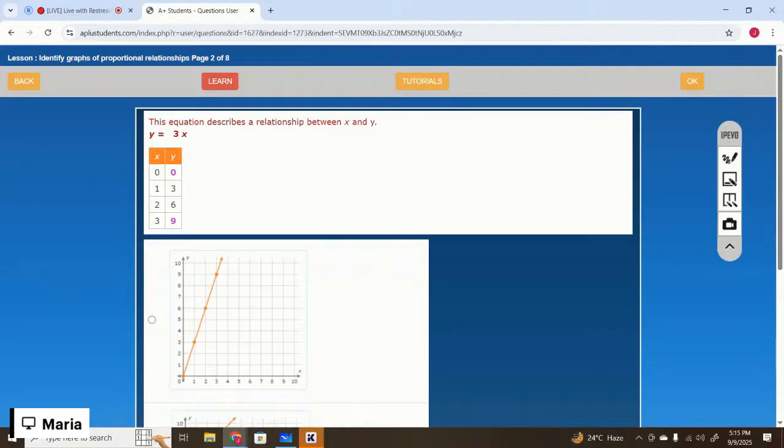Y equals 3x. So we have to see which graph matches with the values, right? So 0, 0. When x is 1, y is 3. X is 2, y is 6. Option number 1 is the correct option.